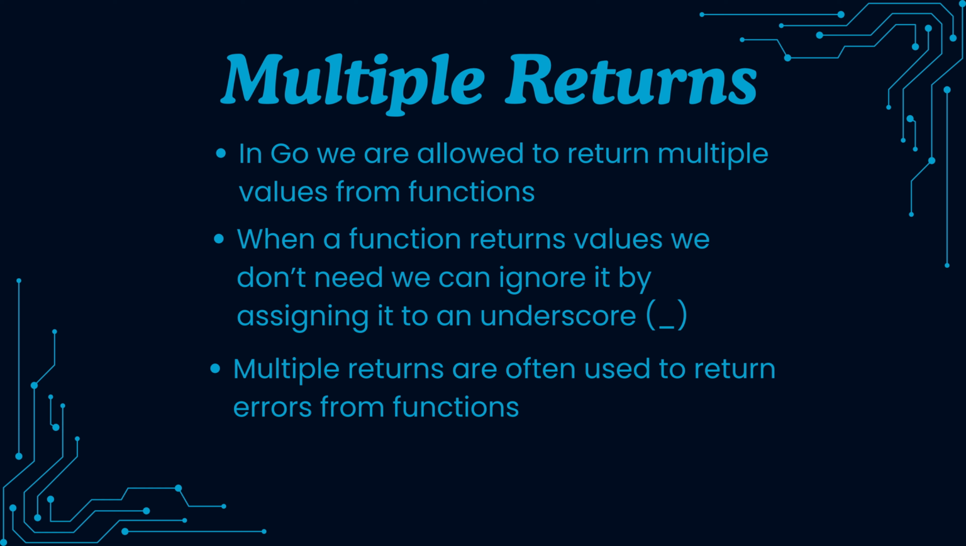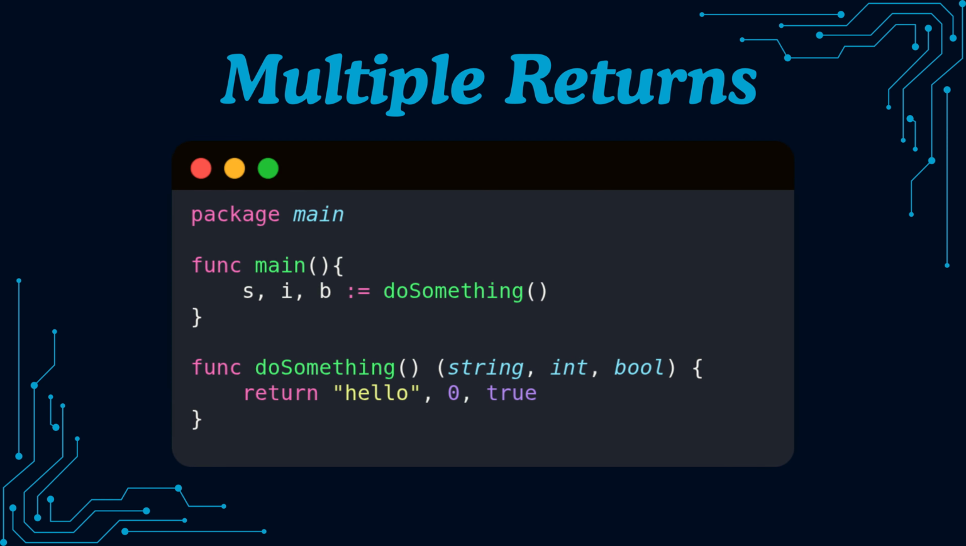Because most functions will return an error, it means we have to do a lot more error handling when we're writing Go code. But this often means we can handle errors gracefully and avoid runtime errors. Here, we are using a function that returns 3 different values: a string, an integer, and a boolean. If we want to use all 3 values that are returned by the function, we can use type inference and create 3 variables to hold each of the values.